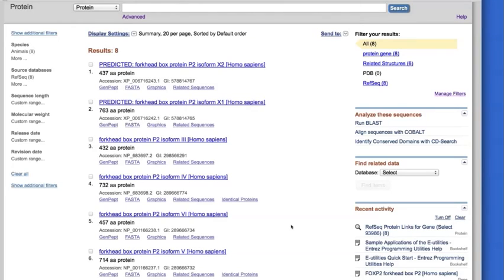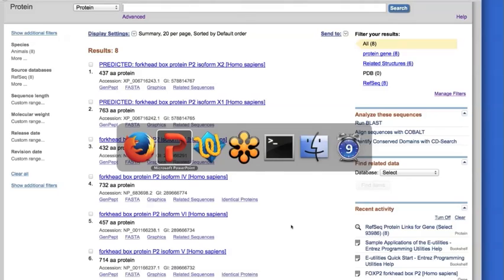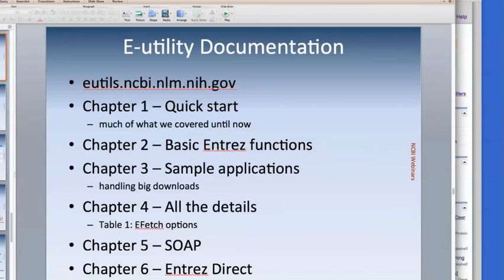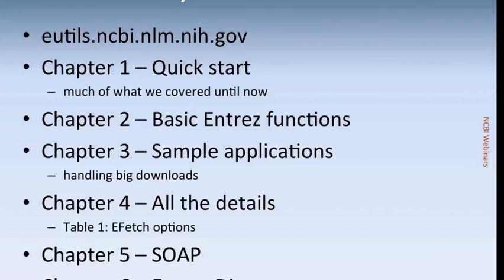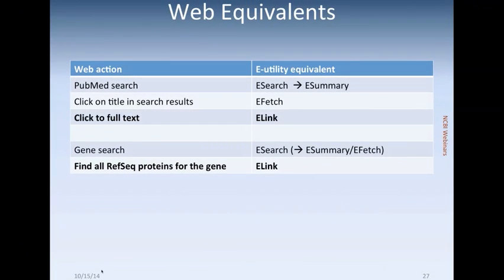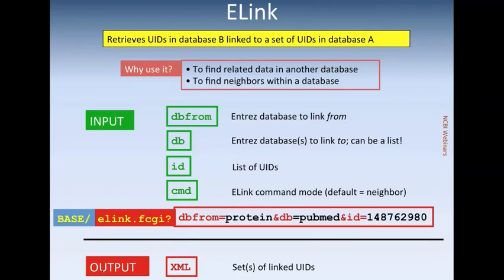So ELink lets you do this. It lets you traverse between different databases at NCBI. So let's talk a little bit about how ELink works and how you can make those kinds of connections. So again, on the web, there are a variety of equivalents for ELink. Clicking to full text from a PubMed abstract, clicking on a link that takes you from a gene to its refseq proteins. There are hundreds of these links in the Entrez system, and they are all described to you in the ELink documentation. There's a table linked there in the documentation that will show you all those different kinds of links.